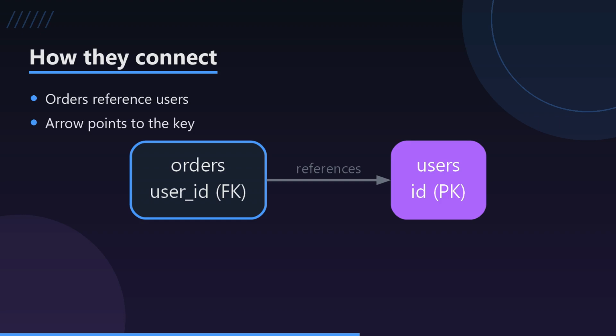Let me show you the shape of it. The orders table has a foreign key pointing back at the users table's primary key. Follow the arrow, orders depends on users, never the other way around. One user can have many orders, but every single order has to trace back to exactly one real user. That arrow is the whole relationship in one picture.